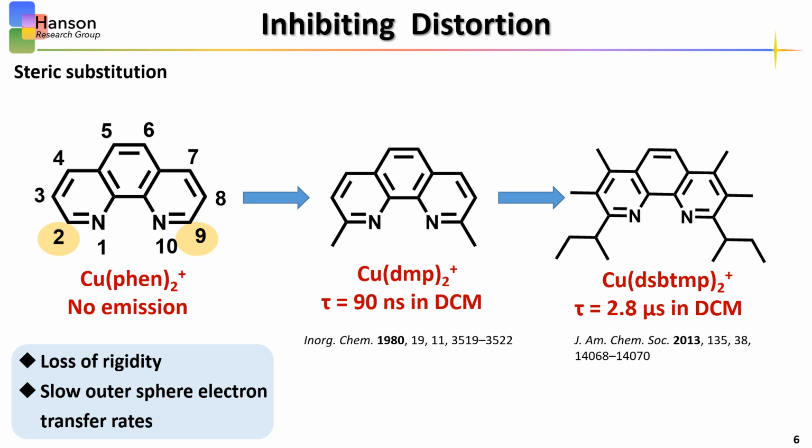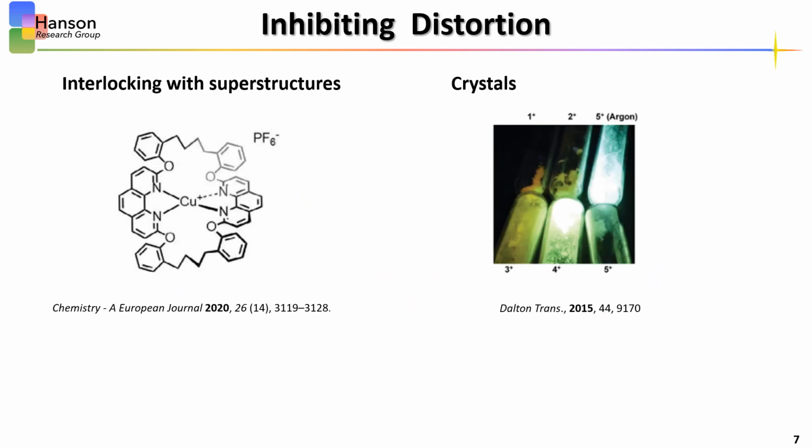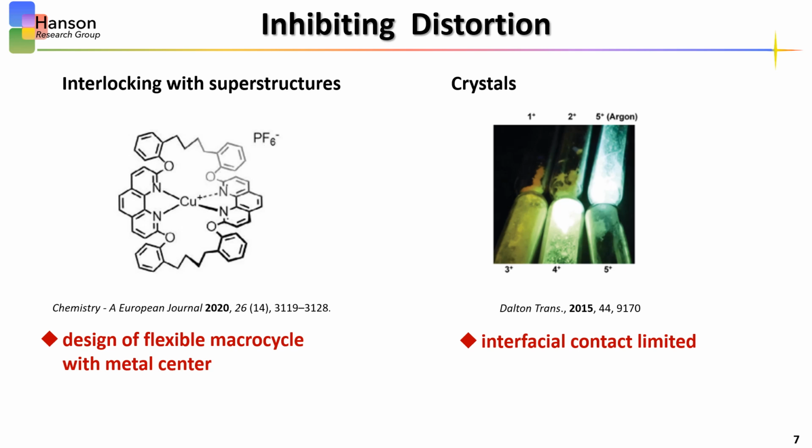However, this kind of method will lose the rigidity of the molecules, and it will also slow the electron transfer rates. Another way to inhibit distortion is to interlock it with superstructures, or make a crystal. However, it's very difficult to design these kinds of superstructures, and the crystal will limit the interfacial contact.